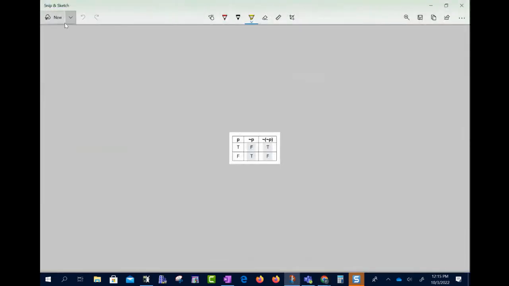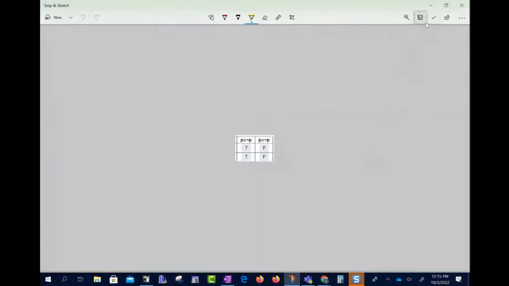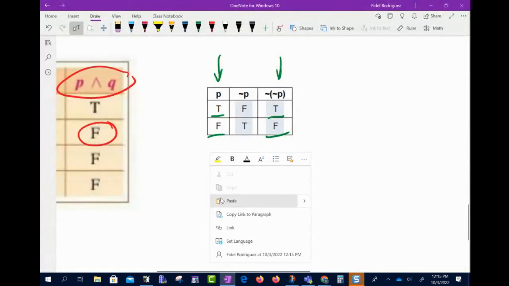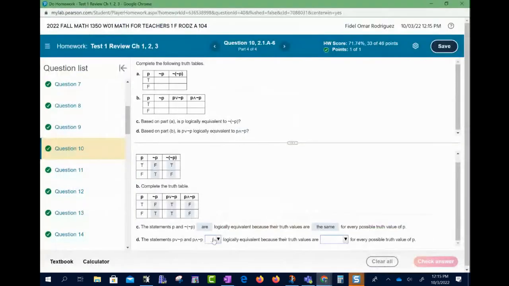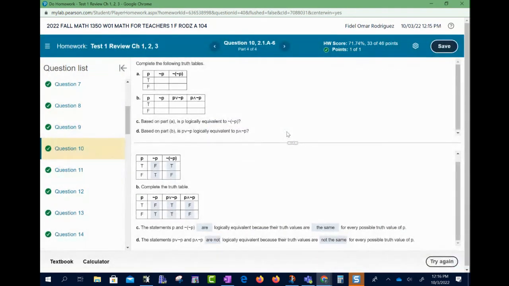And then what about these two? Now they're telling me, take a look at these two. Okay. So let's come back over here. If I look at those, are those the same? No, they're not, right? So then we're going to say these are not logically equivalent because they are not the same, right? Not that they're both false, not that they're both true, but they're not the same. I'm going to check my answer, and we got it.